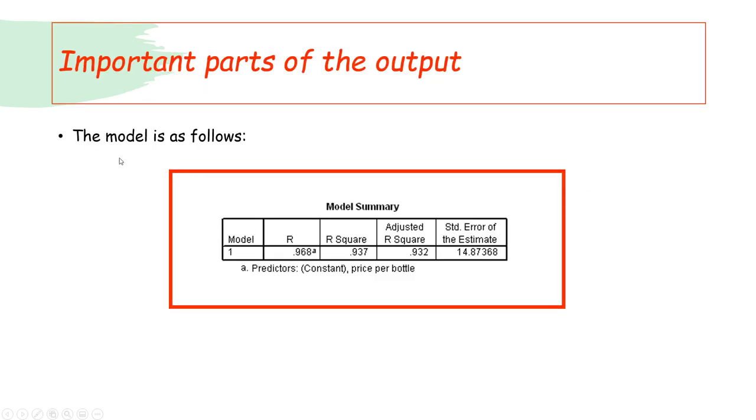When you press OK, the very first table that comes up is going to be this. We're looking at the adjusted R squared. This is the effect size of our overall predictor.